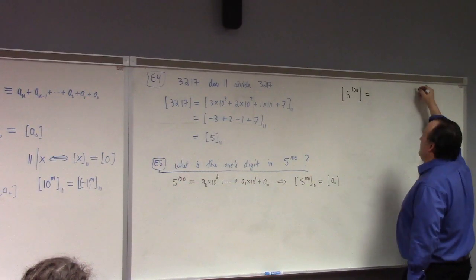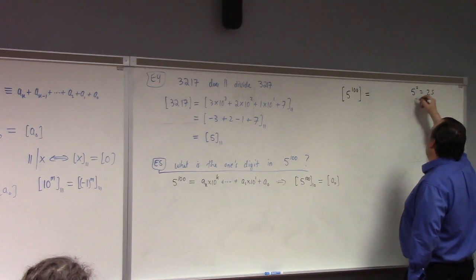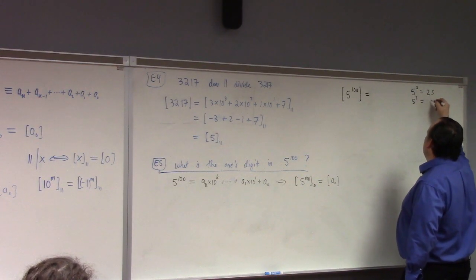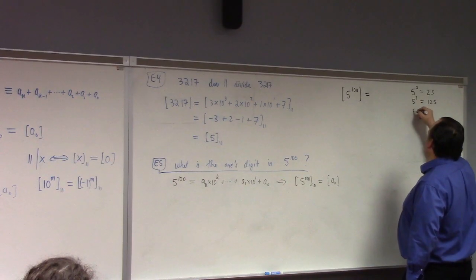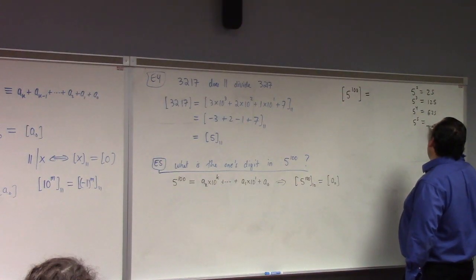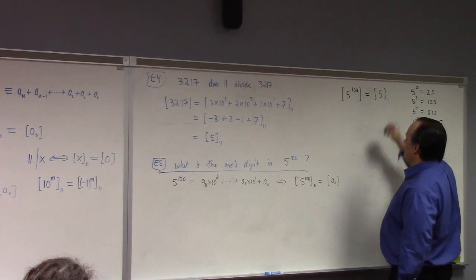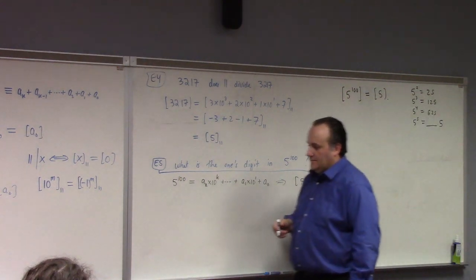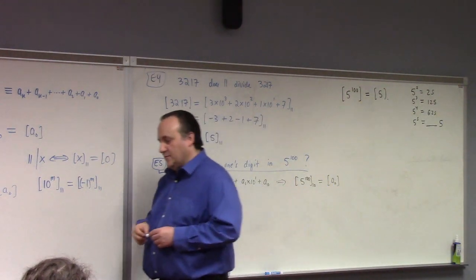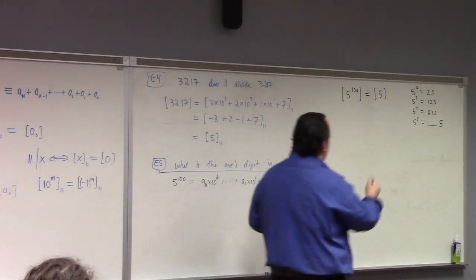If we calculate 5 squared, we get 25. We calculate 5 cubed, we get 125. We calculate 5 to the 4th, we get 625. Noticing a pattern, 5 to the 5th ends in 5. All right, so this is 5. Let's stick a fork in it, it's done. All right, that wasn't a proof. Let's do something harder. I'm sorry, poor choices on my part.